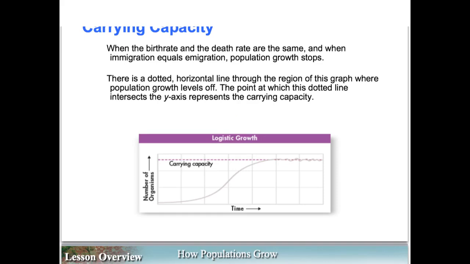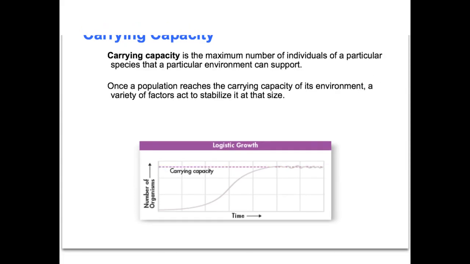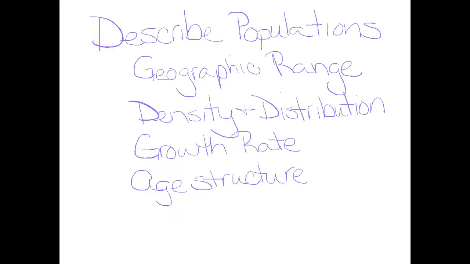There is a dotted horizontal line through the top region of this graph where the population size will level off. This point is what represents the carrying capacity of a population. Carrying capacity is the maximum number of individuals of a particular species that a certain environment can support. Once a population reaches this carrying capacity, a variety of factors act to stabilize it.